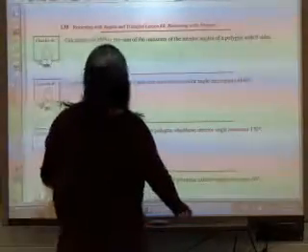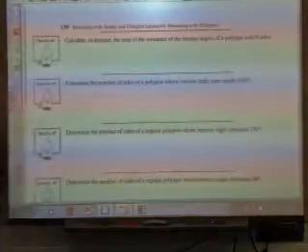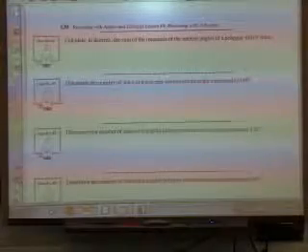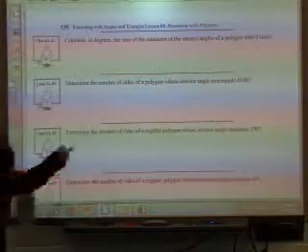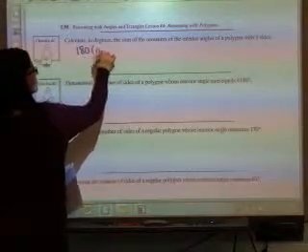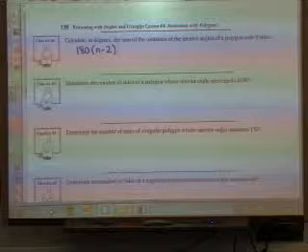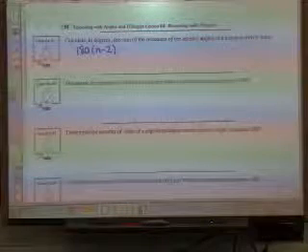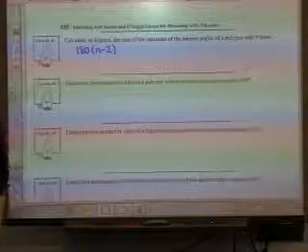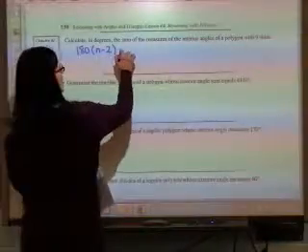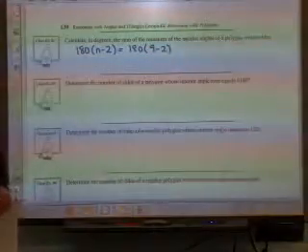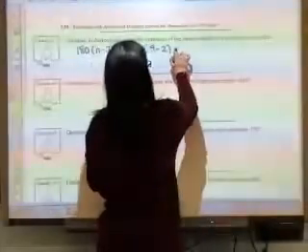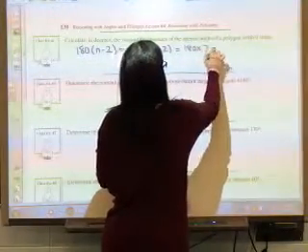Class examples. Calculate, in degrees, the sum of the measures of the interior angles of a polygon with 9 sides. The sum of the measures of the interior angles is 180 times n minus 2. How many sides does this figure have? 9 sides, so n would be equal to 9. What is 9 minus 2? So 180 times 7 equals what?